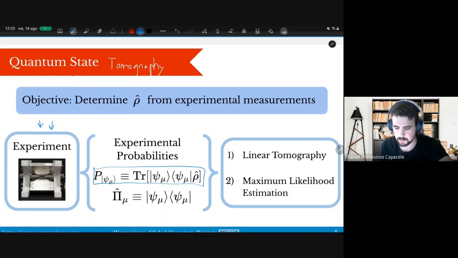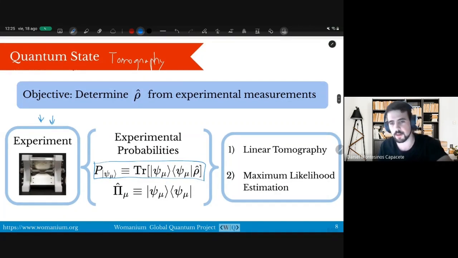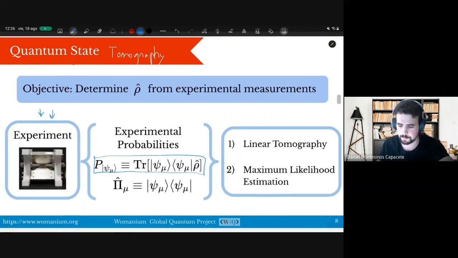So this is just using that result in order to get the probability. If we have the experimental probabilities, I'm going to be talking a little about linear tomography firstly, and then I will maybe talk something about maximum likelihood estimation. That is another technique, a more general technique, but in this case applied to quantum state tomography.